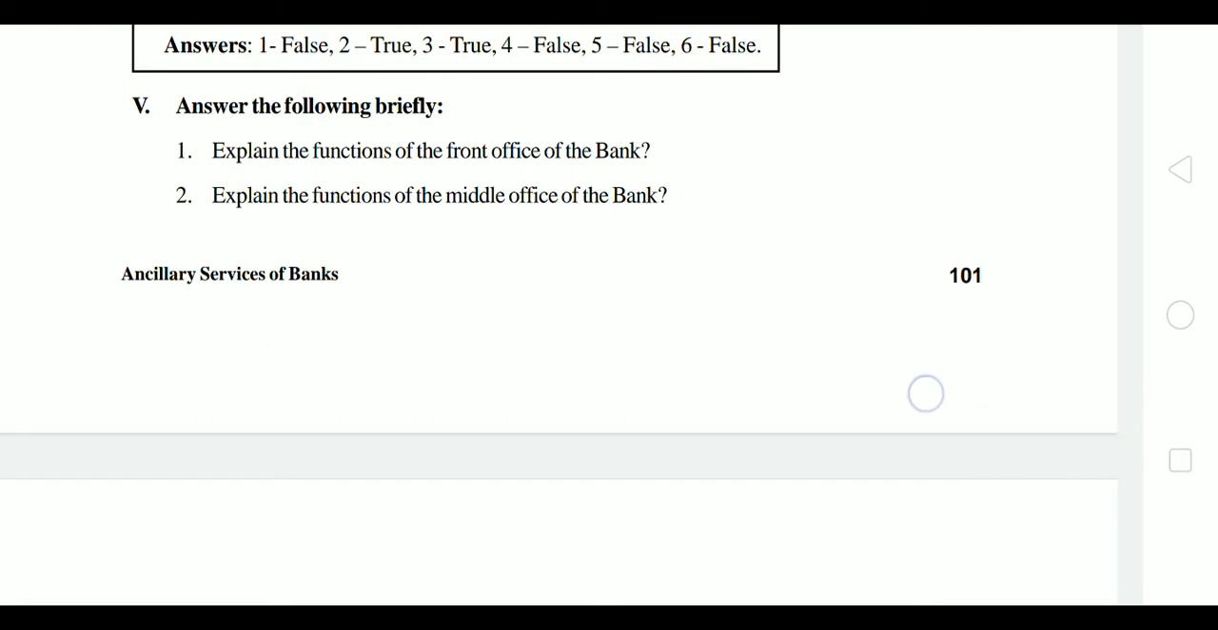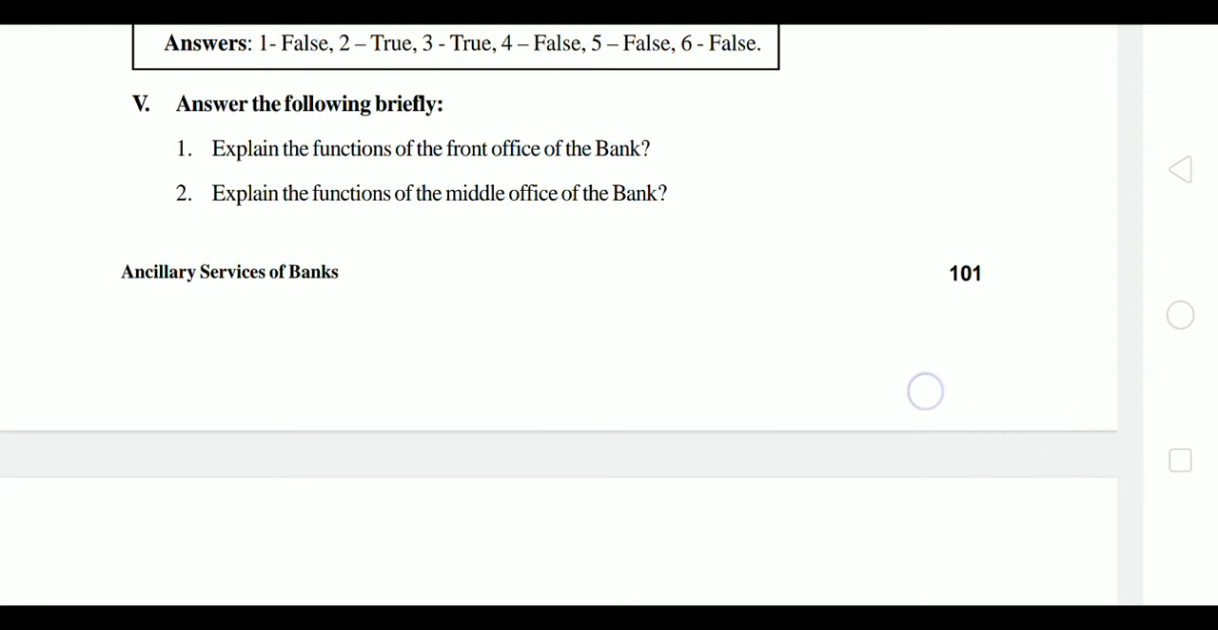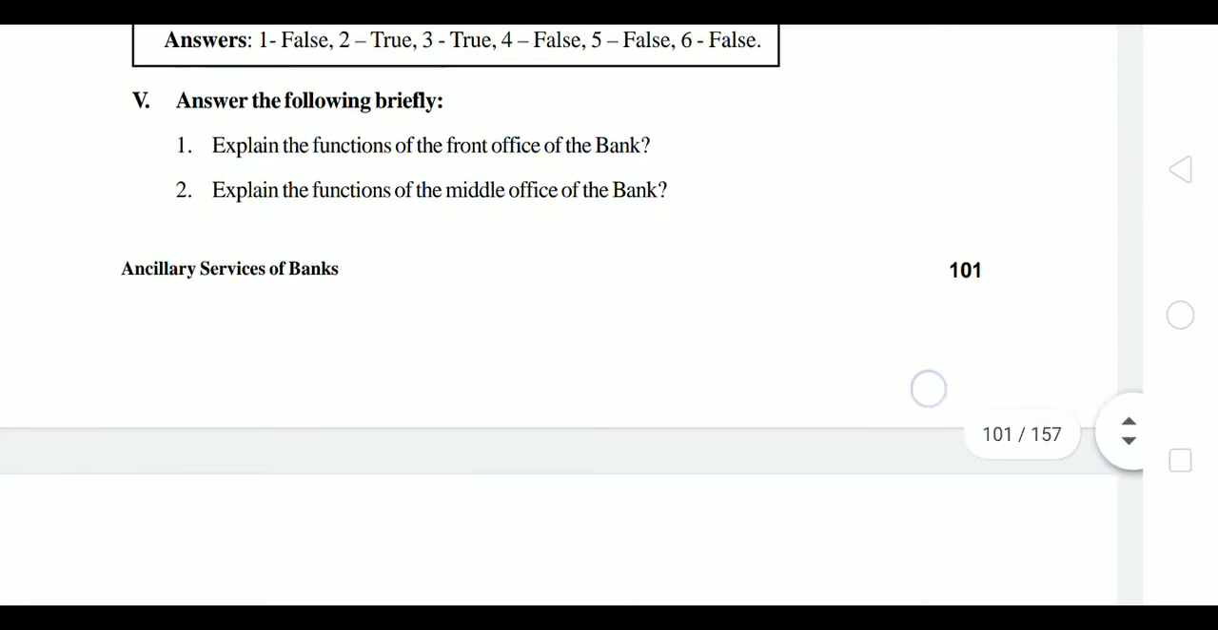Then, to bring new customers to the bank is the second function. Introducing the products that are being sold by the bank is another function of the front office. Then generation of revenue is a function of the front office. These are all the major functions. One more function we can add is receiving and making phone calls to customers or anyone.